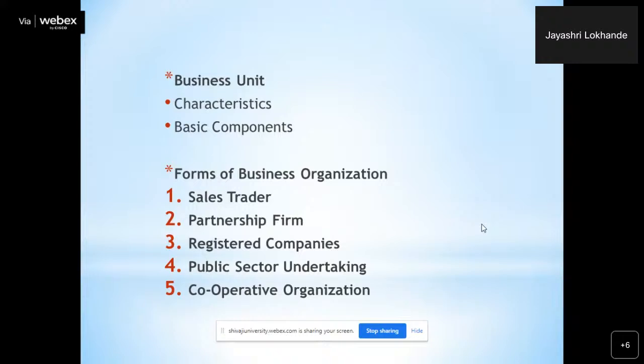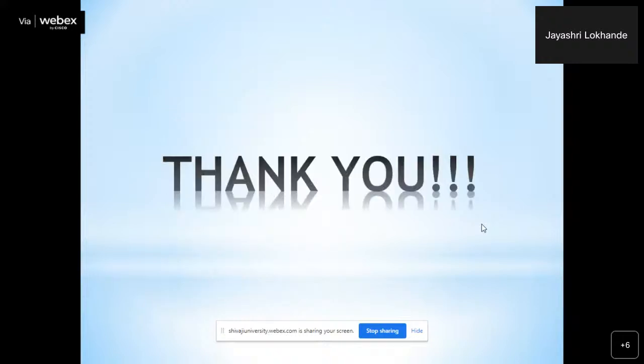And the last type is cooperative farming societies. The cooperative farming societies are basically agricultural cooperatives formed for the purpose of achieving the benefits of large scale farming and maximizing agricultural output. Such societies are encouraged in India to overcome the difficulties of subdivision and fragmentation of holdings in the country. Okay, thank you.